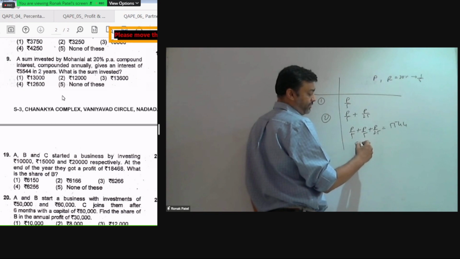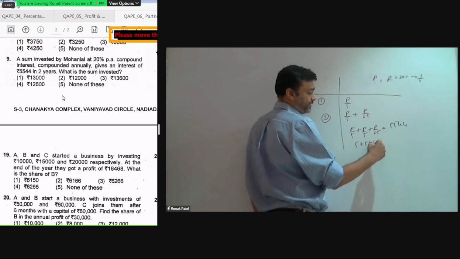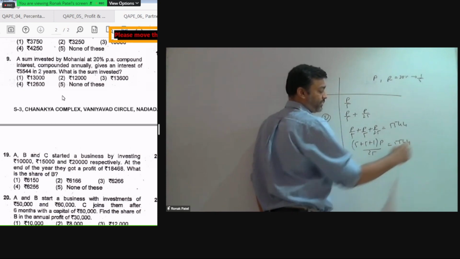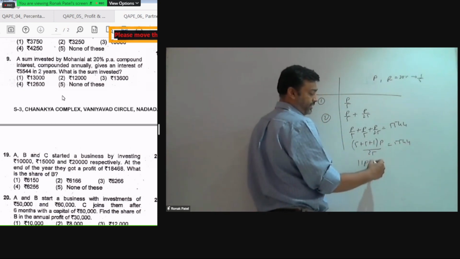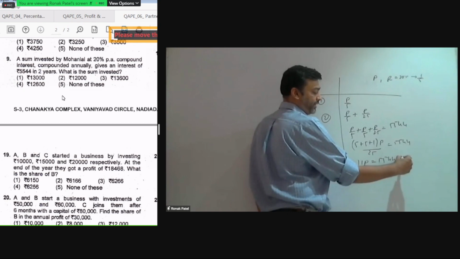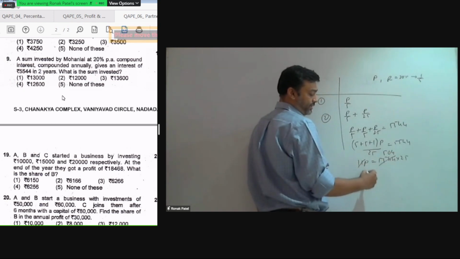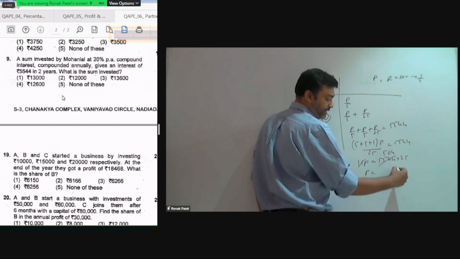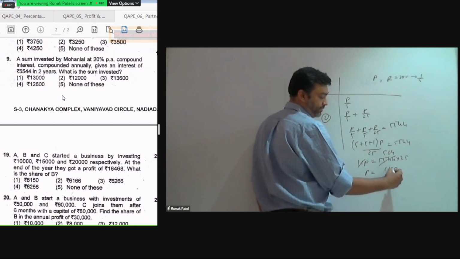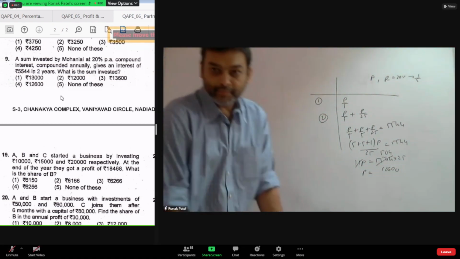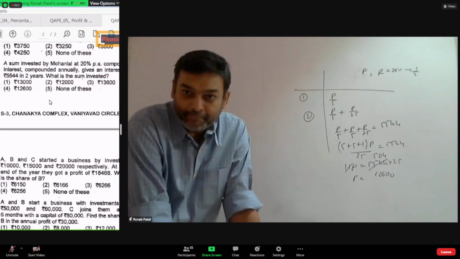So we take LCM, 25. 5 plus 5 plus 1, into P upon 25, is equal to 5,544. So 11P is equal to 5,544 into 25, and divide by 11. 11 5s are 4. So principal is equal to 12,600. Hope it is clear to everybody.